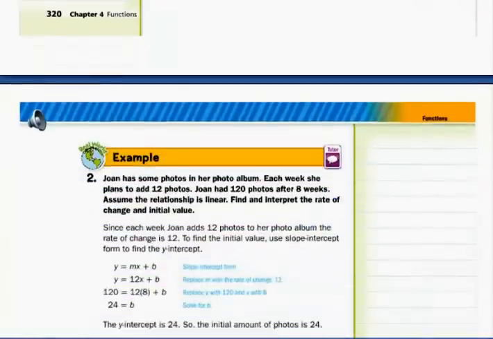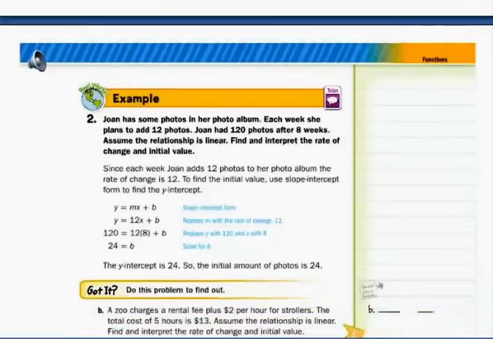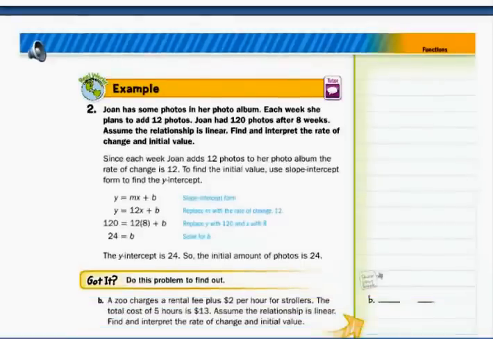So, example 2. Joan has some photos in her photo album. Each week she plans to add 12 photos. That right there, hopefully, I want you to think about anytime you try to add 12 photos, that's your rate. All right, she already has some there, and each week she plans on adding 12 photos, so 12 per week. So that means that the rate is 12 because it's 12 per week.